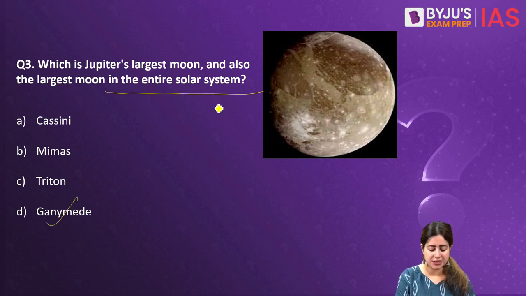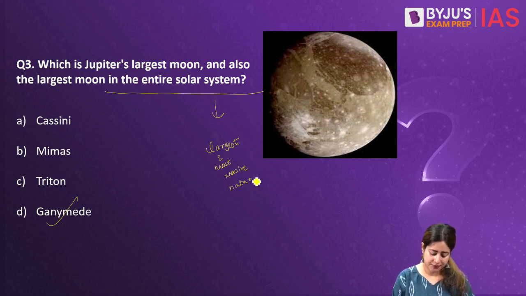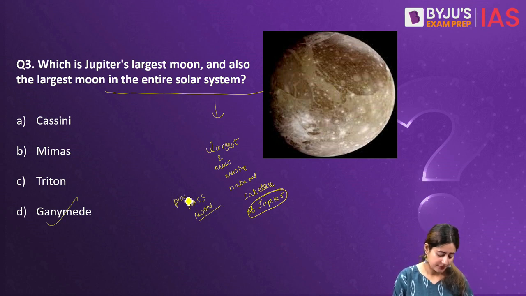Talking about Ganymede, let's remember a few things, that it is indeed the largest and the most massive natural satellite of Jupiter as well as the entire solar system. It is therefore referred to as a planetary mass moon, making D your correct answer.